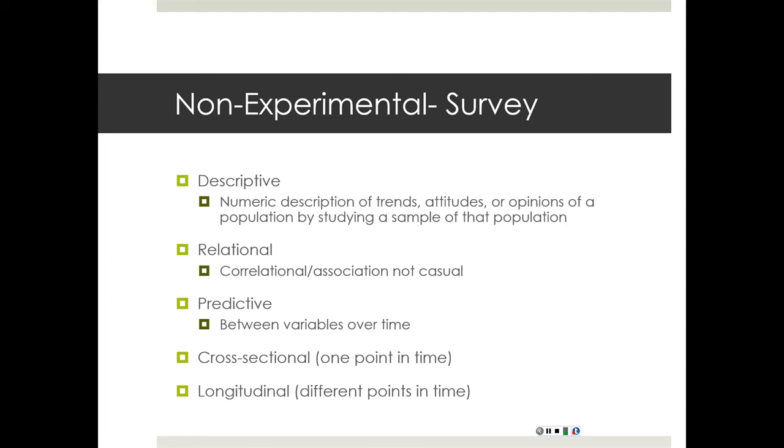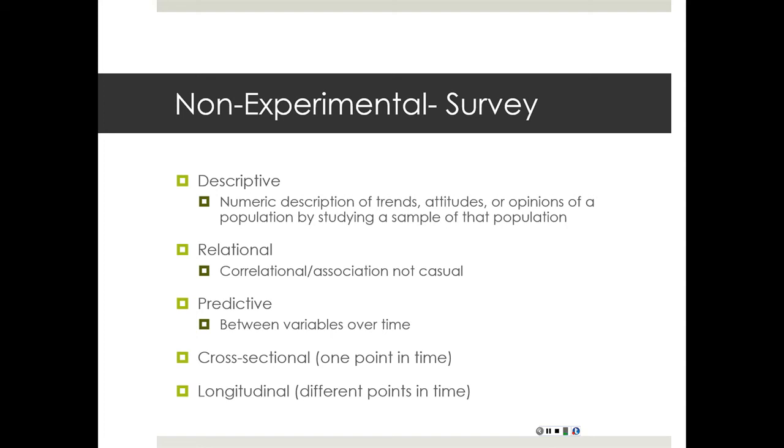A third focus of a survey can be predictive. This is where a researcher will try to determine whether or not a variable can predict another variable. A clear example of this would be whether a high schooler's grade point average will predict their score on the ACT or SAT. Two other key words relating to the survey are cross-sectional and longitudinal.